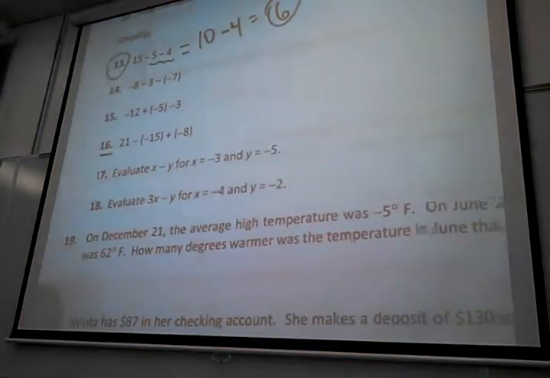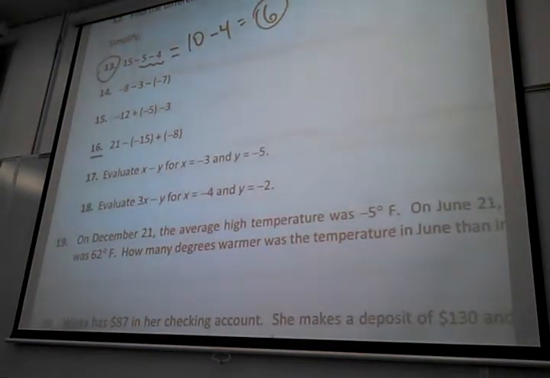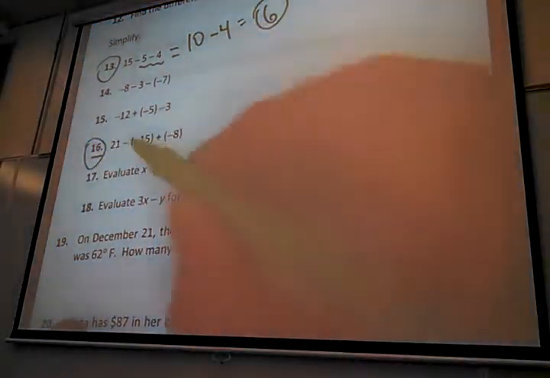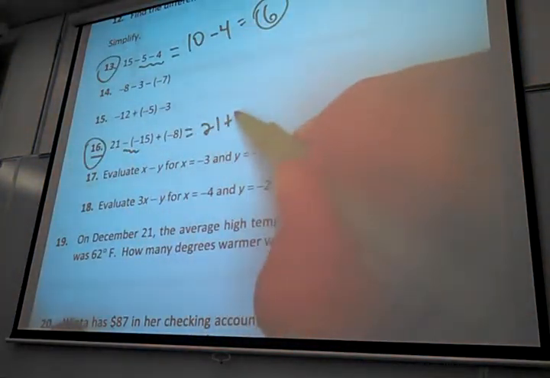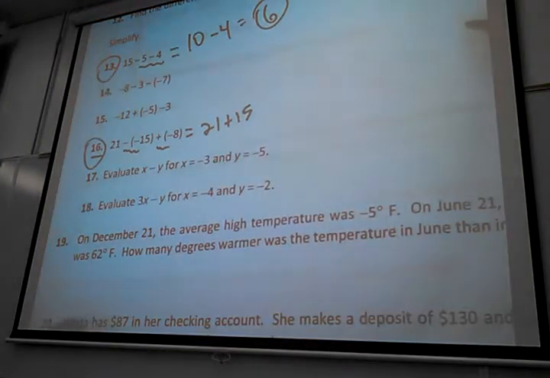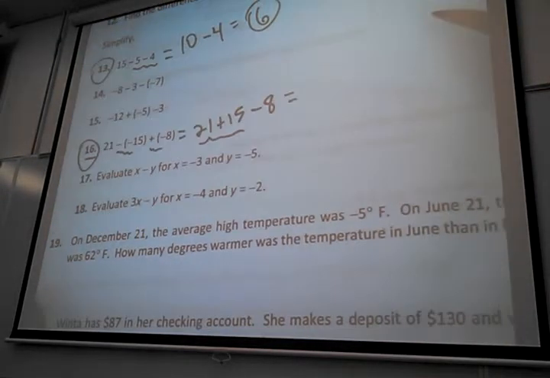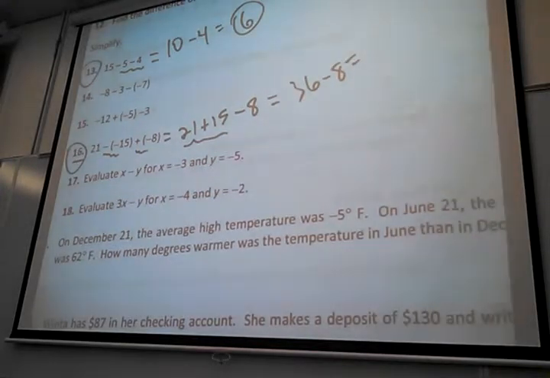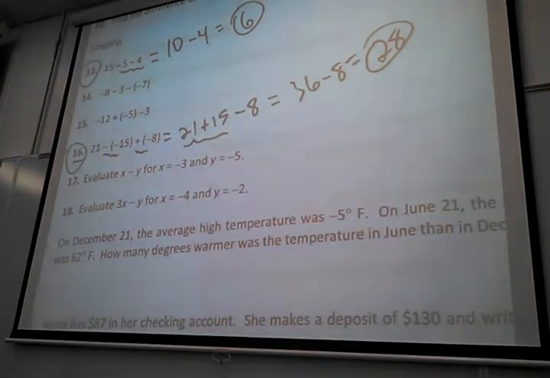Somebody asked me to look at number 16. What's the first thing you could do on number 16? You've got these two negatives, they become a plus. And what's plus negative? Minus. Alright, so I just kind of cleaned it up a little bit. There's too many signs in there, so let me consolidate. 21 plus 15? 36. Minus, that's 36 minus 8. 28. Right? Okay. So how's that? Is that decent? Good.